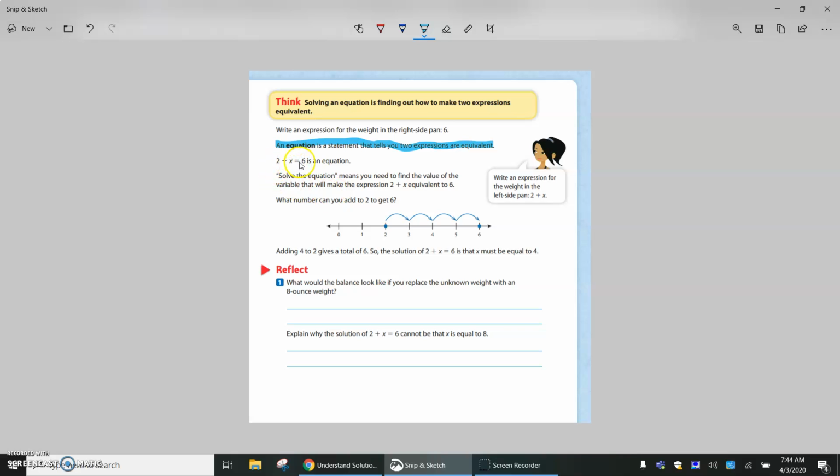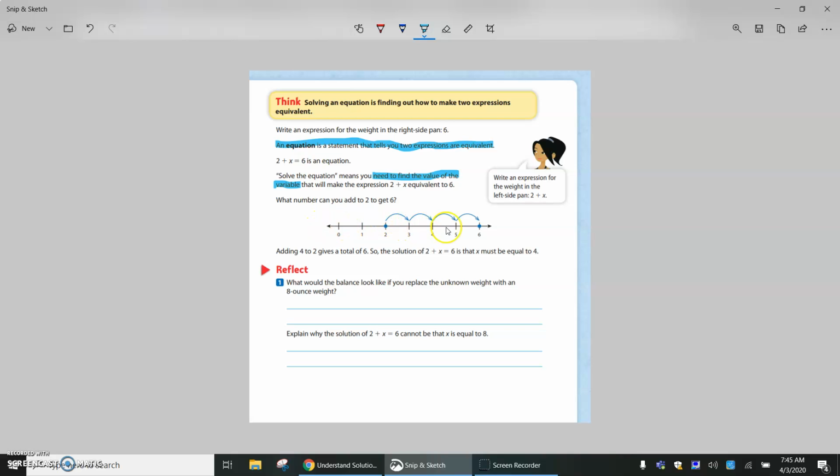2 plus x equals 6 is an equation, right? Because I have an equal sign and there's an expression over here and an expression over here. Solve the equation means you need to find the value of the variable that will make the expression 2 plus x equivalent to 6. What number can you add to 2 to get 6?